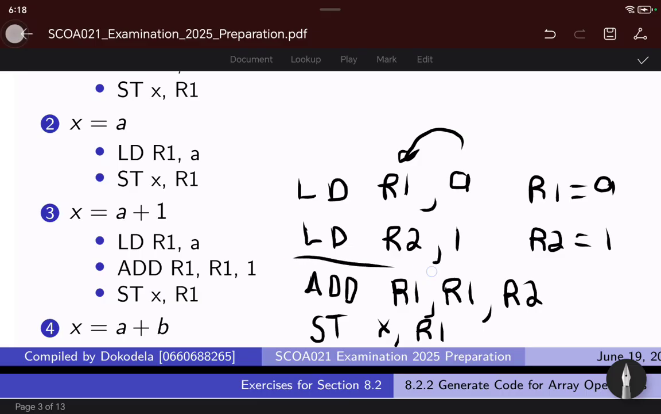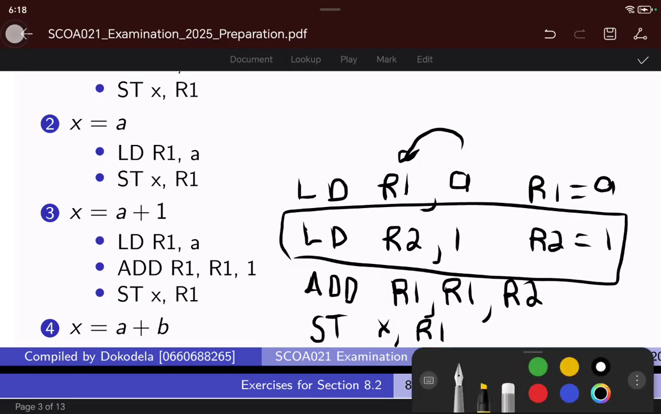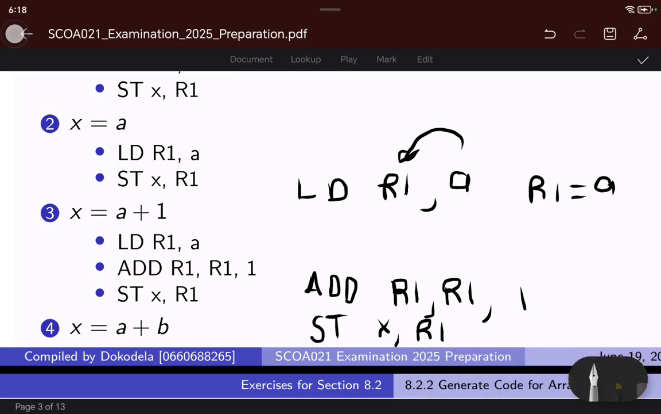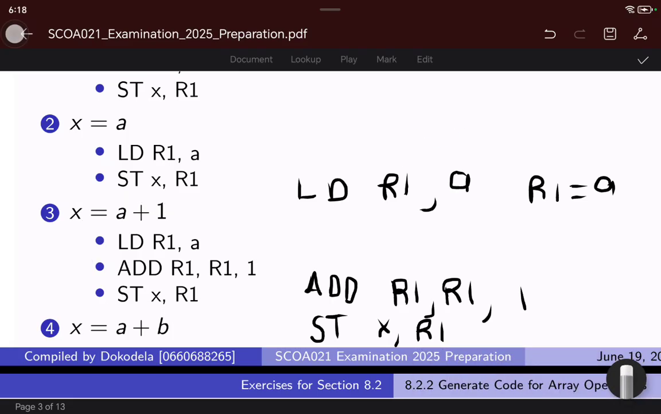So we can minimize this. You see, we can minimize this by removing this. When I remove this, remember, 1 was stored in what? It was stored in R2. It means that now 1 will be independent of any register. So I put 1 there. You see now why this one is like this, right? So this is a minimized code. You'll learn more about how to minimize code still on SCOA021.